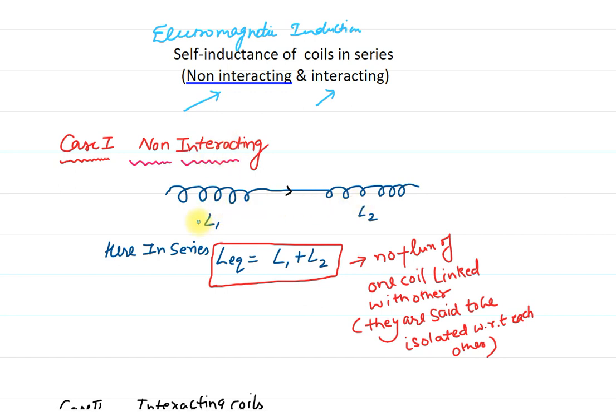Here we have two coils having coefficients of self-inductance L1 and L2. In this first case, students, we are taking the case of no interaction. It means that no flux of one coil is linked with the other coil, so we can say that these coils are isolated from each other. In that sense, the L equivalent for the combination is simply L1 plus L2. There is no interaction, meaning no flux of one is linked with the other coil. So in that case, your answer for the equivalent inductance will be L1 plus L2.